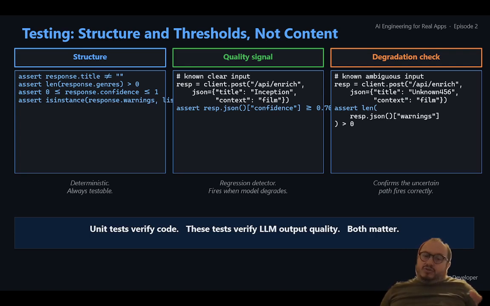For thresholds, for a known clear input, a well-known movie title with unambiguous genre, confidence should be above 70%. If it drops below, something has changed: the prompt, the model, the context. You want to know that. For the warning signal, for a known ambiguous input, a title that could be a film or a product, the warning list should be non-empty. You can assert that the low confidence branch fires correctly without asserting the exact warning text. This is the same evaluation harness pattern from episode 1 applied to the API boundary. It gives you a regression signal without brittle exact match assertions.